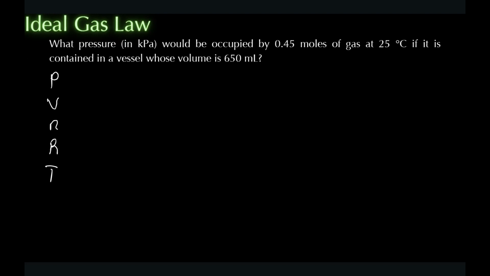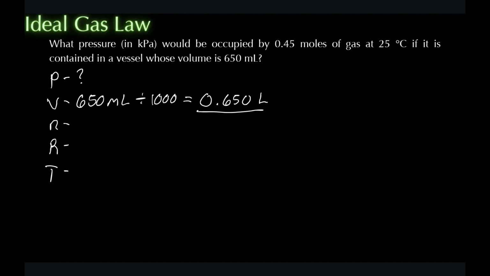In the last example, it asks what pressure, in kPa, will be exerted by 0.45 moles of gas at 25 degrees Celsius if it is contained in a vessel whose volume is 650 milliliters. We will list our different variables first. The pressure is the unknown. The volume is 650 milliliters, but we need to convert this to liters. In order to convert milliliters to liters, we will divide the milliliters by 1,000. This will convert the milliliters to liters. In this case, 650 milliliters is equal to 0.650 liters.